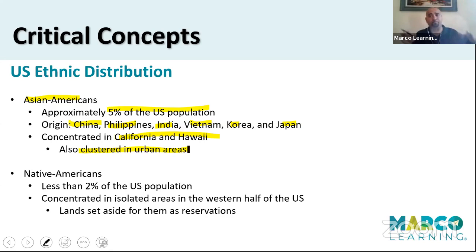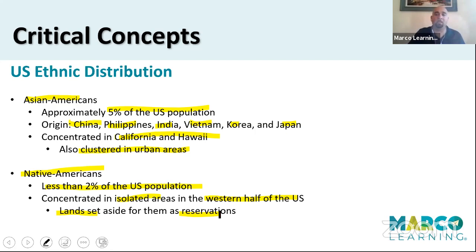Lastly, Native Americans are less than 2% of the U.S. population. They're concentrated in isolated areas in the western half of the U.S., and they live in the land set aside for them as reservations, all right? And again, these are the lands that basically, you know, the American government managed to not steal from them over the last couple of centuries, all right?